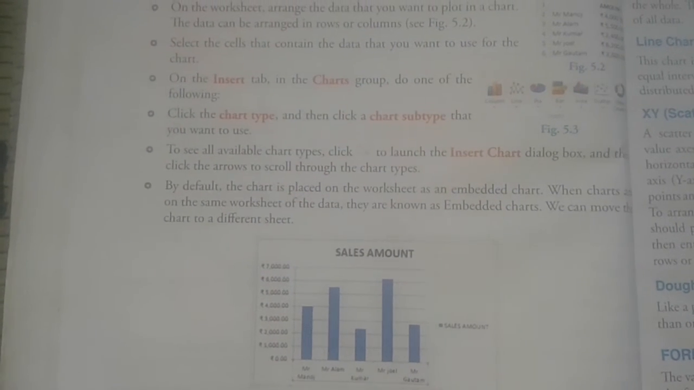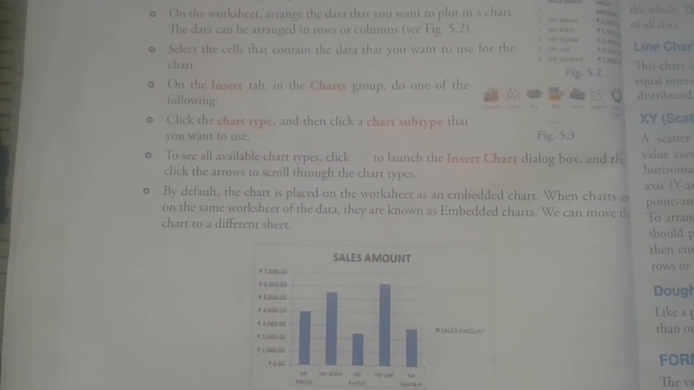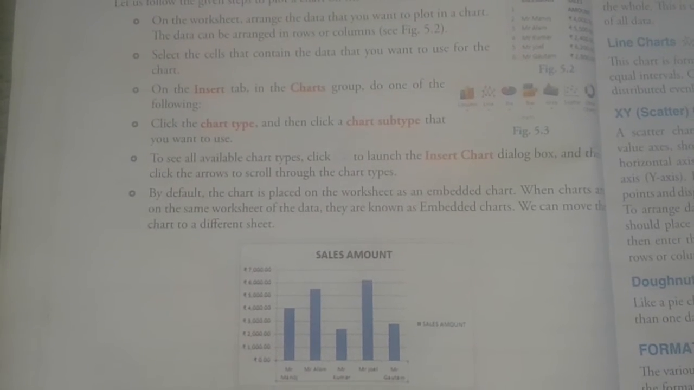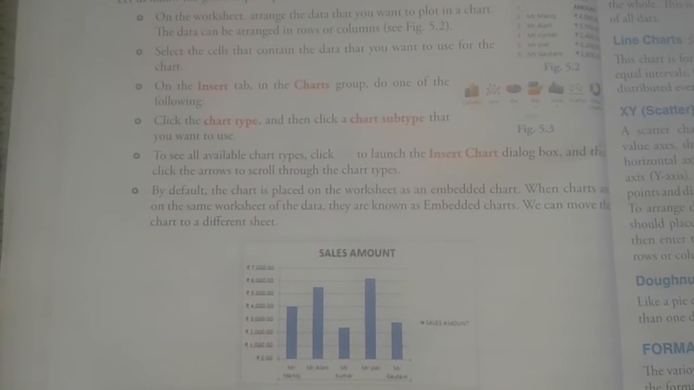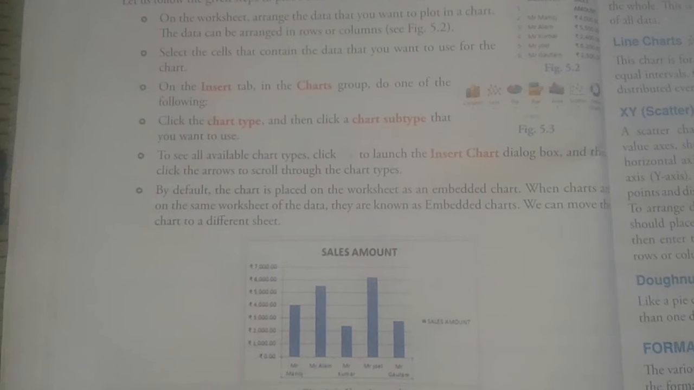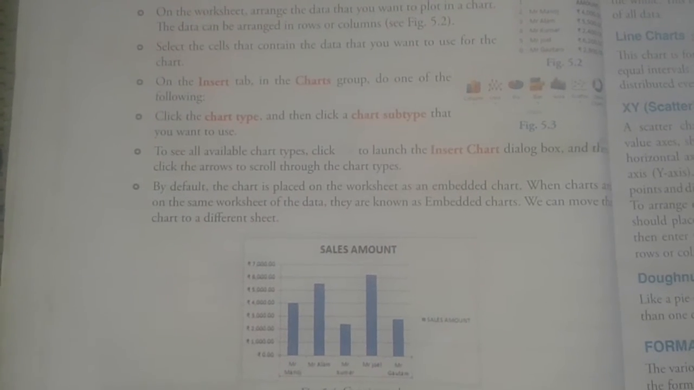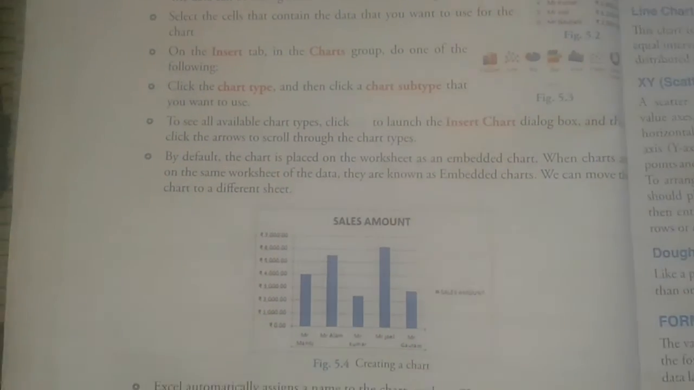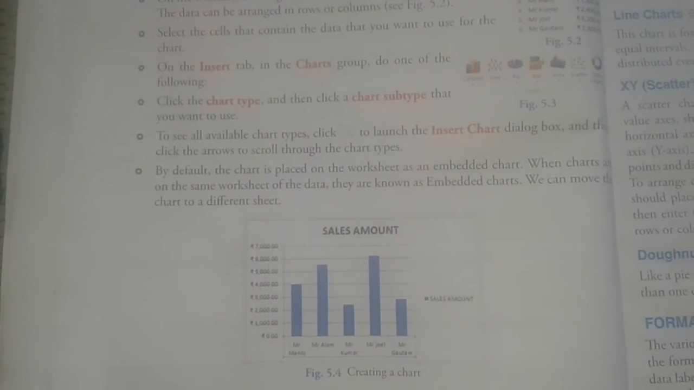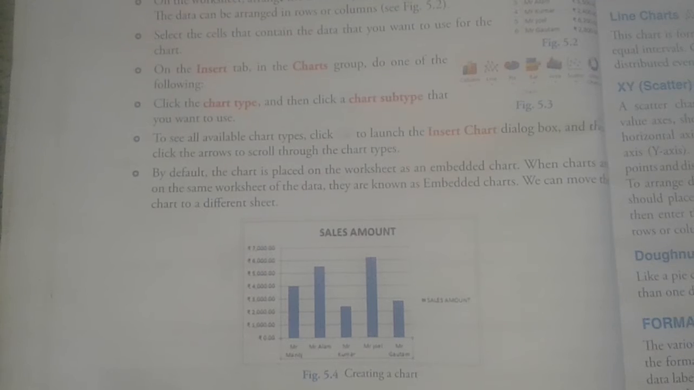So again I am going to repeat this point because this one is a very important point. By default the chart is placed on the worksheet as an embedded chart. When charts are on the same worksheet as the data, they are known as embedded charts. We can move the chart to a different sheet also. Then the next point, Excel automatically assigns a name to the chart.